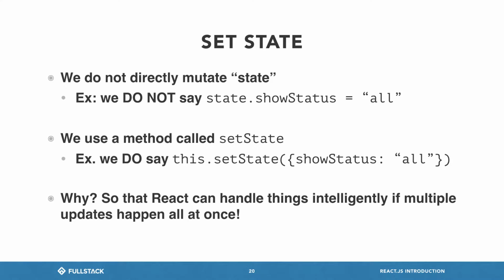And this is so React can intelligently handle multiple updates happening at a time. If we were mutating it directly, and if we were doing this in a few different places in response to user events, we could end up with a very messed up state object. In fact, if we do mutate it directly, React will not consider that a change and will not re-render our component.